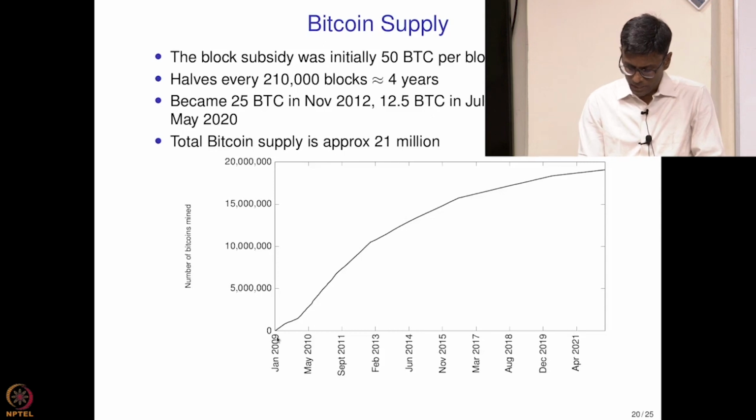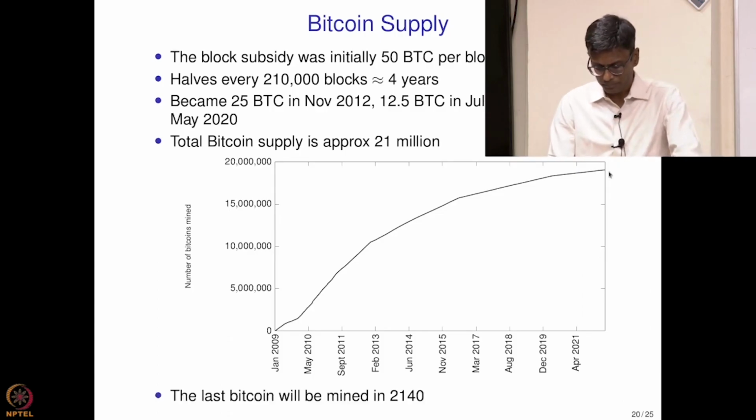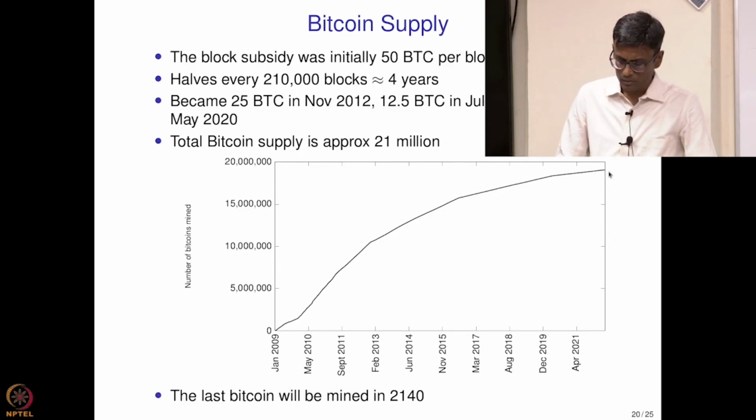So it looks like this. From January 2009, if the y-axis is the number of Bitcoins mined, 21 million is somewhere here. This is 20 million actually. Currently around 19 million Bitcoins have already been mined, and the last Bitcoin will be mined in 2140, which is quite a few years from now.